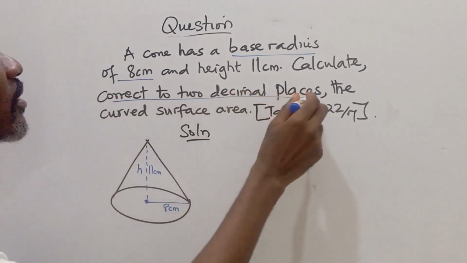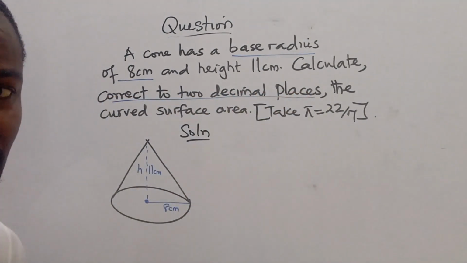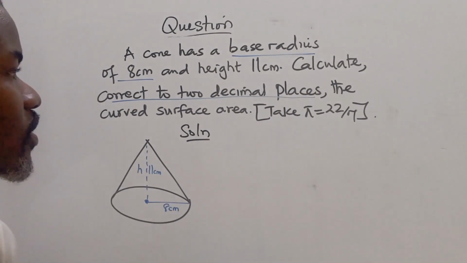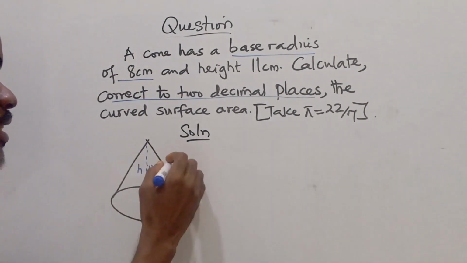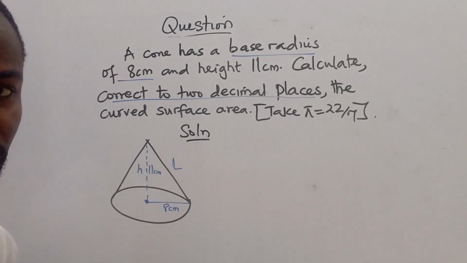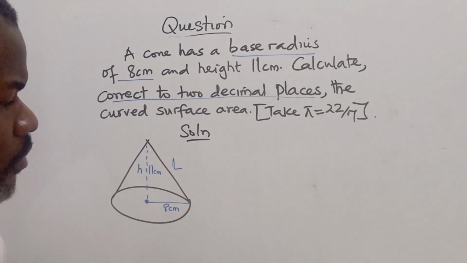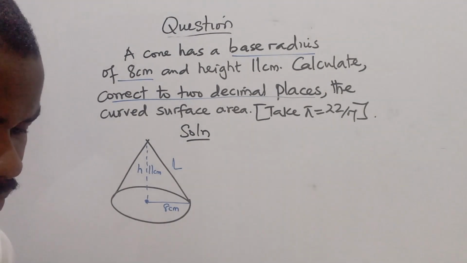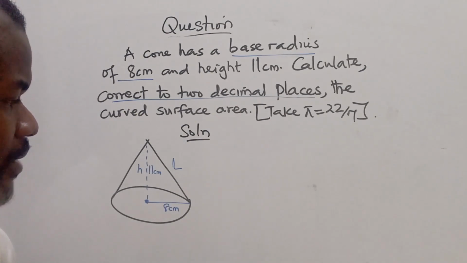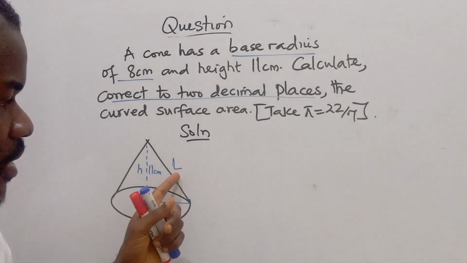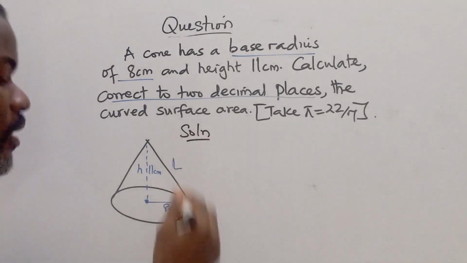You don't have to forget this. Calculate correct to two decimal places the curved surface area of the cone. So remember, this is the slant length. Let's put it as L. So what is the curved surface area of the cone? But before we look at that, you see we don't have the value of L. Let me quickly write that.